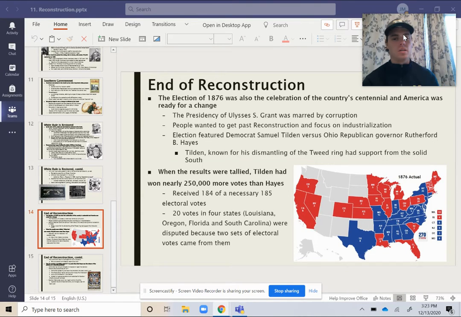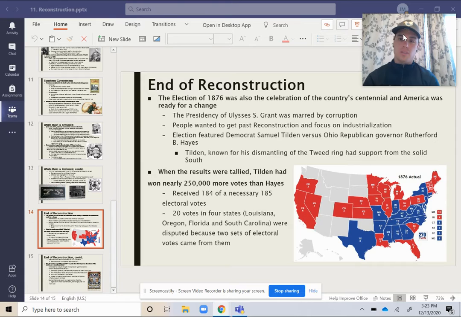For the last week before Christmas break, we're going to resume using these. Today we're going to finish up the chapter on Reconstruction by talking about the election of 1876 and the Compromise of 1877. So a real short Ed Puzzle today.